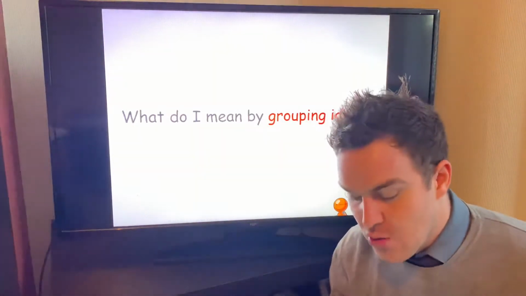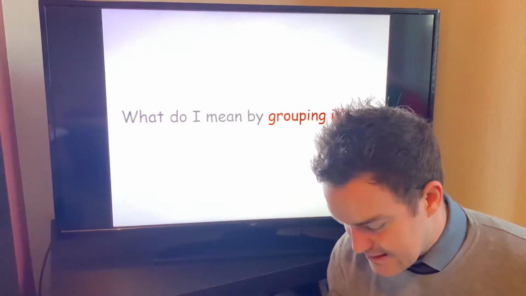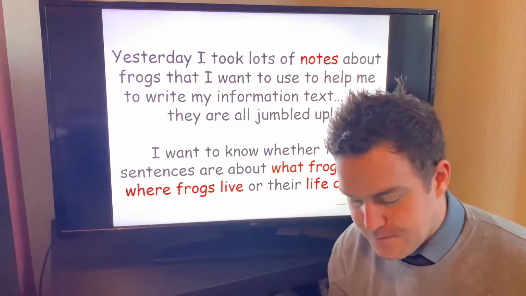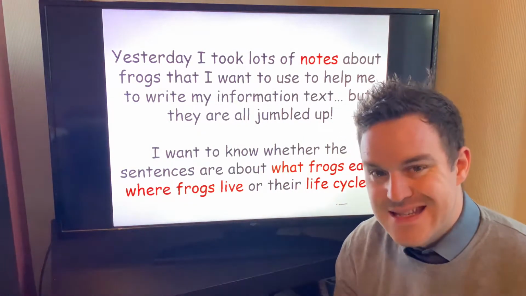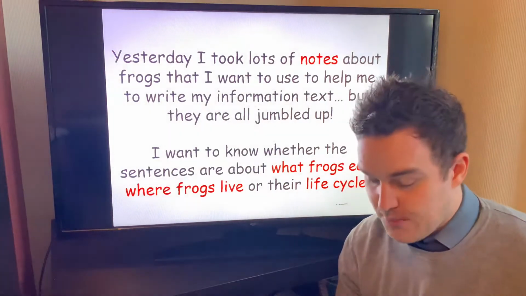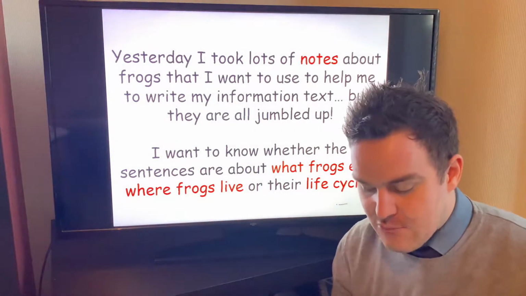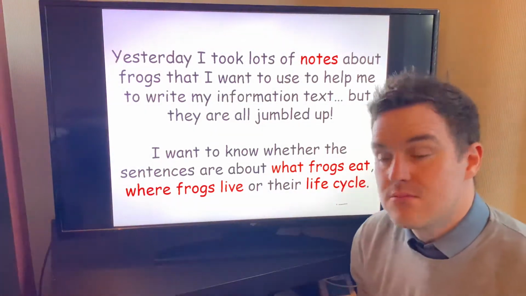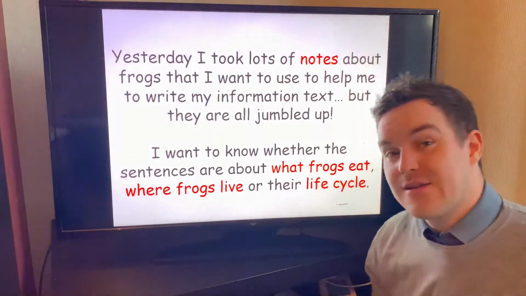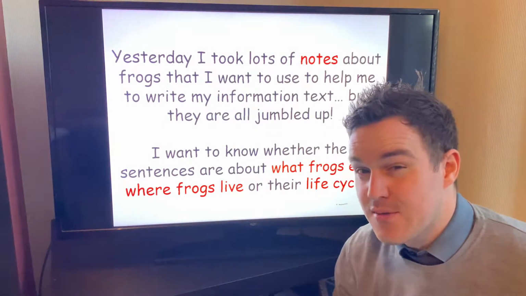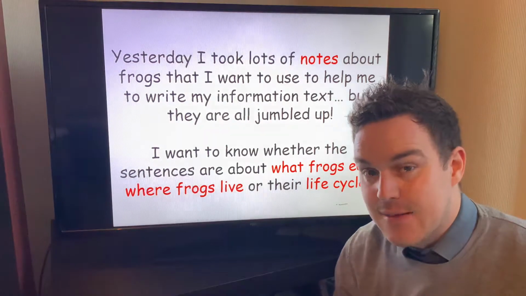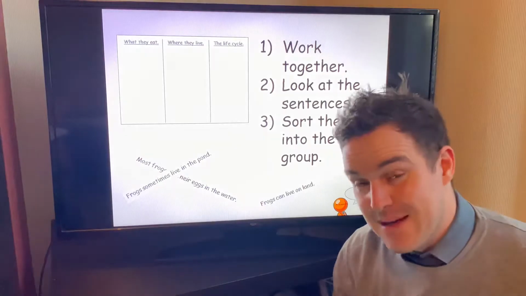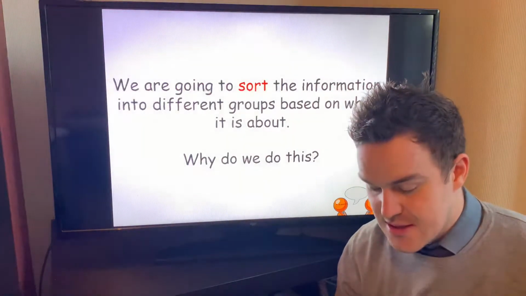Okay, so what do I mean by grouping ideas? Well, yesterday I took lots of notes about frogs, and I want you to help me put these notes into sections because they're all over the place. They're all jumbled up. I want to know whether the sentences I've written are about what frogs eat, where frogs live, or their life cycle. Remember, we did a little bit about the frog's life cycle in science in autumn in our animals topic. Okay, so I'm going to give you some sentences, which I'll explain in a minute, and you're going to sort them into 3 sections.